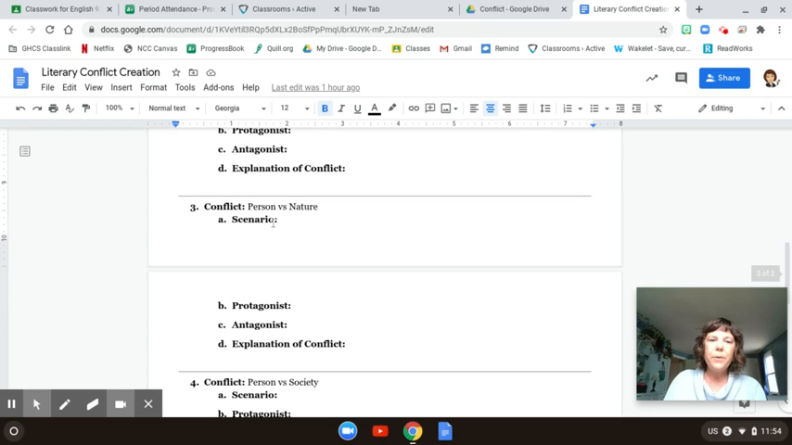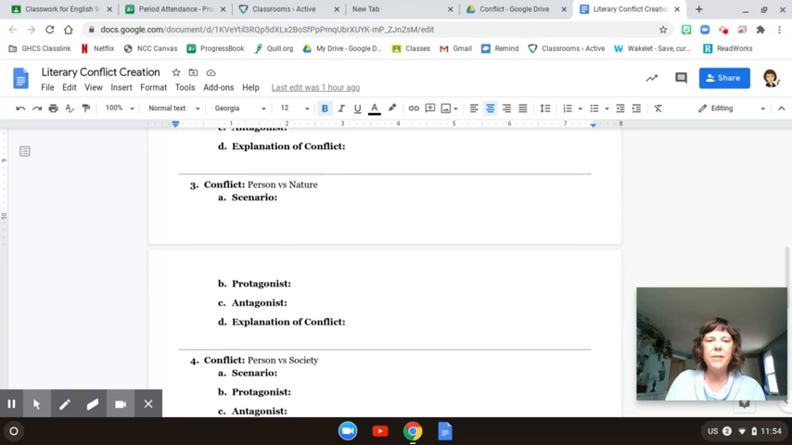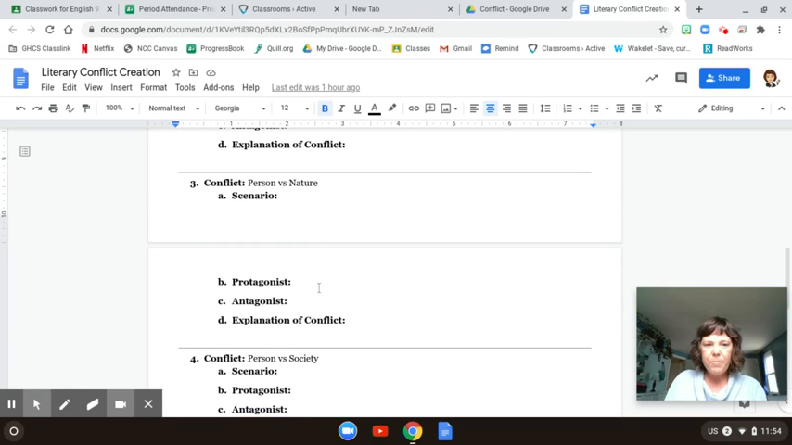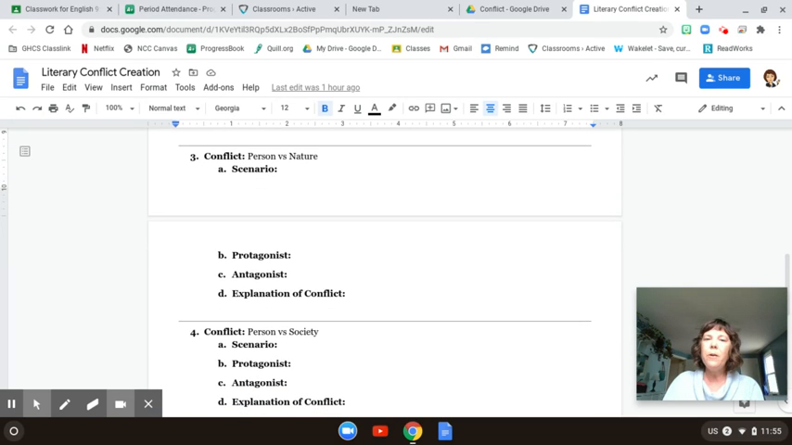Number 3, it's person versus nature. Explain the scenario. Tell a little story. It can be a couple sentences. Give a name of the protagonist. Now, the antagonist isn't going to be a person with a name. It will be a thing, an animal, an epidemic, a disease, a force of nature. That's what your antagonist will be. And tell me how the protagonist and antagonist are in conflict.